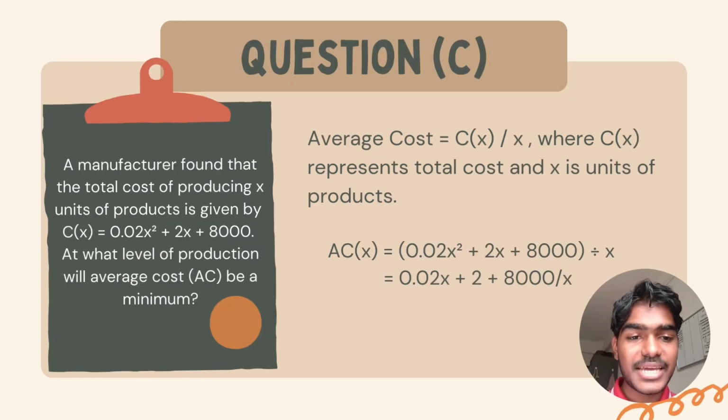For question C, they have already given us the function of total cost of producing X units of products. They have asked us at what level of production the average cost AC will be a minimum. So the first step is we are going to find average cost, which is C(x) divided by x. C(x) is the total cost and x is units of products. So we will divide 0.02x squared plus 2x plus 8,000 by x, and we will get 0.02x plus 2 plus 8,000 per x.